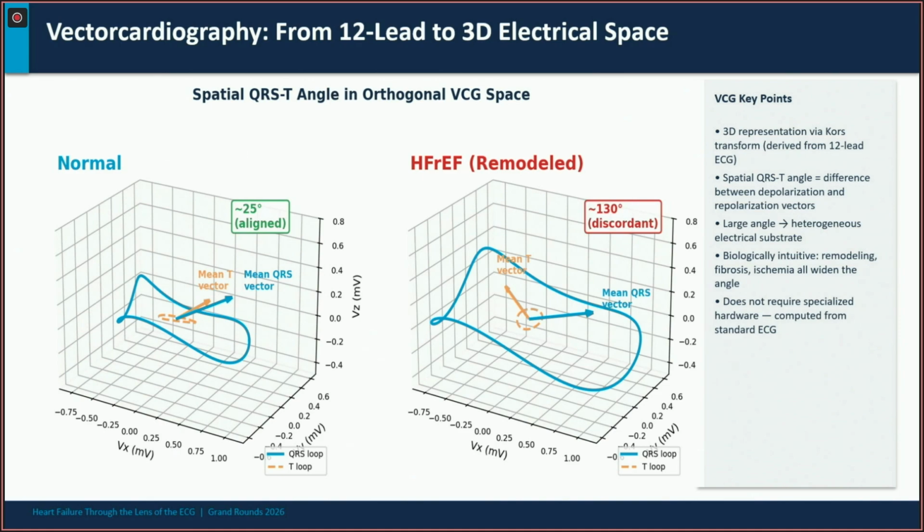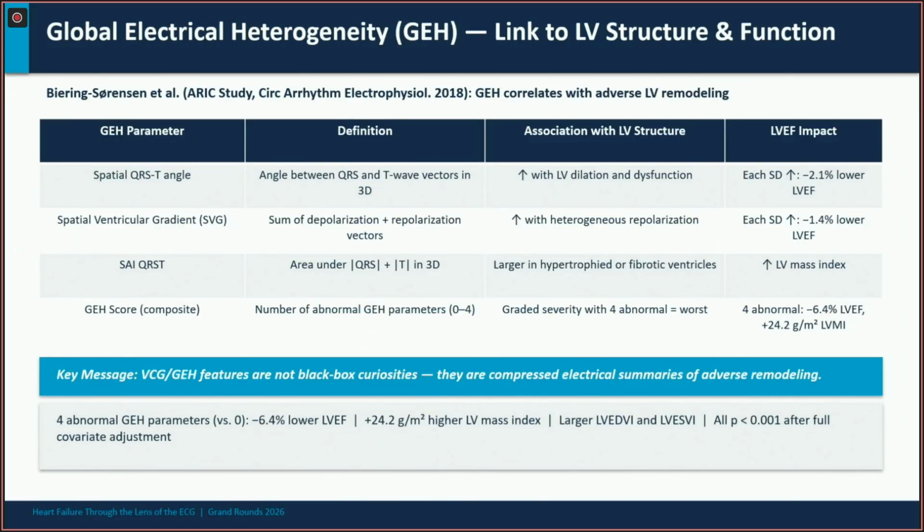This allows us to compute certain markers that have been found in the past to be good markers for electrical heterogeneity of your heart. There's a score that can be derived from this, and it uses different parameters. The reason I'm mentioning it is because I assess the performance of this GEH score and the QRS-T angle on other subsequent slides.